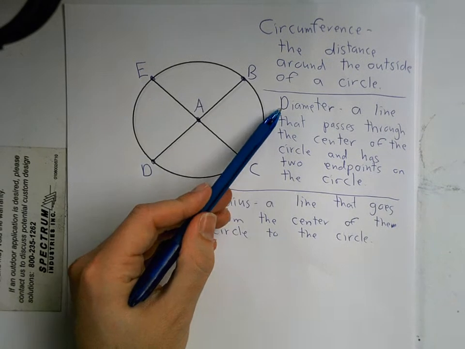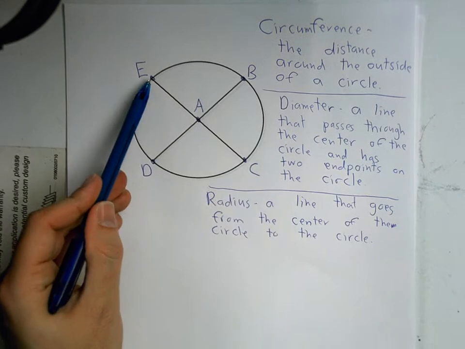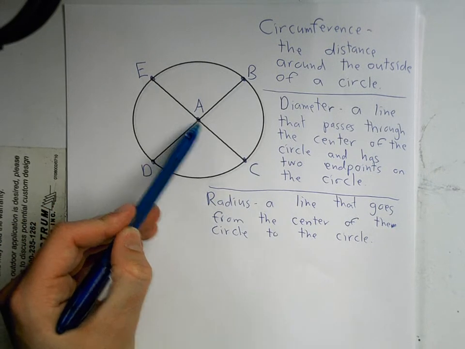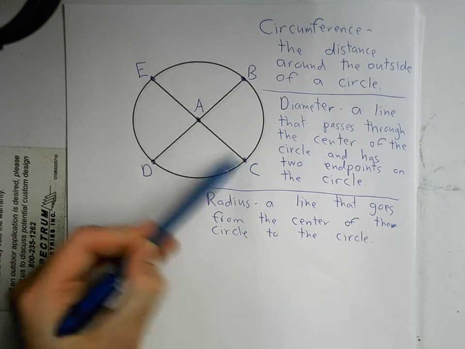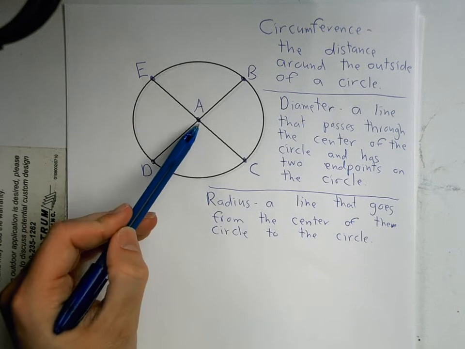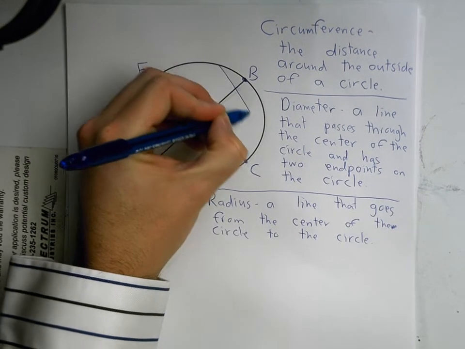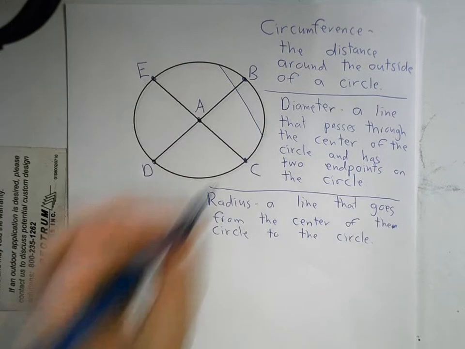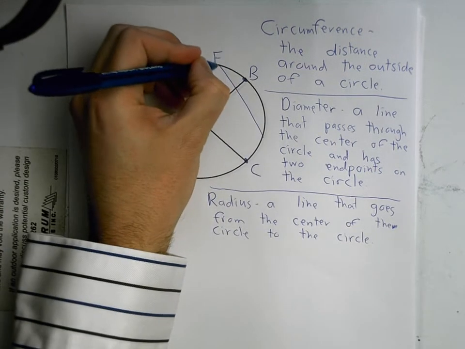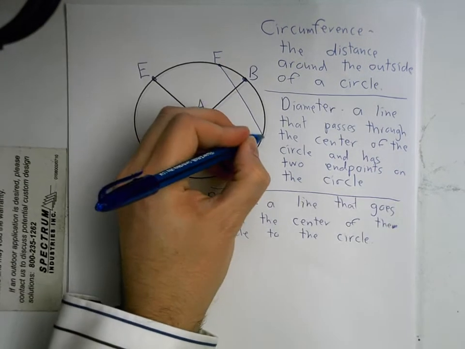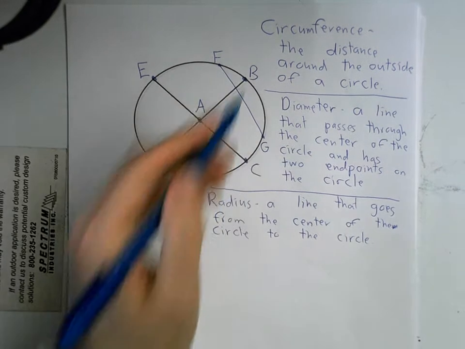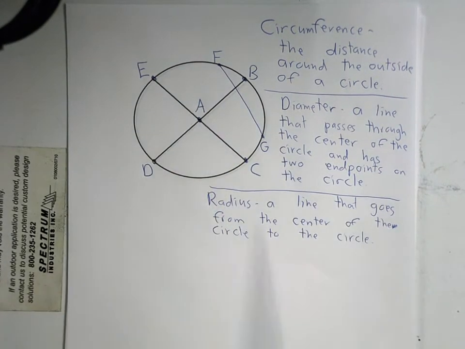One is the diameter, and the diameter is a line that passes through the center of the circle and both of its endpoints are on the circle. It has to pass through the center. This right here is not a diameter. Here's point F and here's point G. This is called the chord. It's not a diameter. Why is this not a diameter?